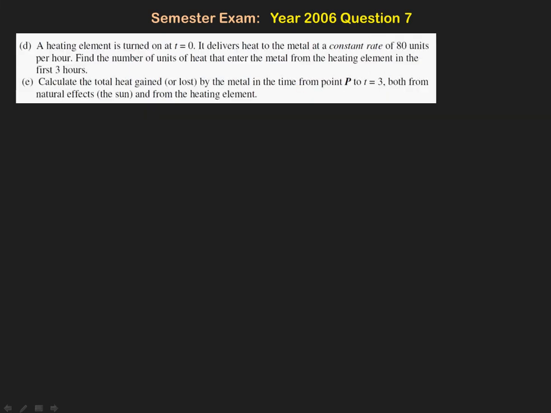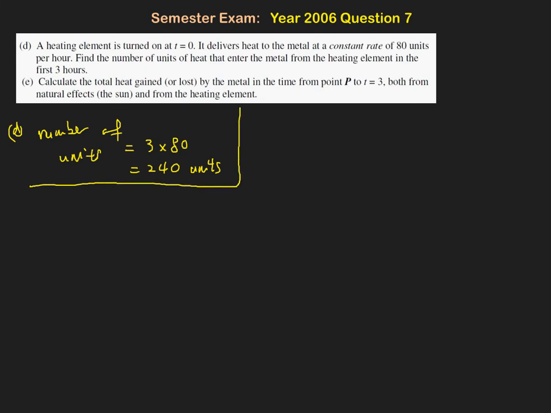A heating element is turned on and delivers heat to the metal at a constant rate of 80. So find the number of heat units. Because the rate is constant, the number of units is in fact 3 hours times 80 units, which is 240 units. It's actually pretty straightforward because the rate is constant.